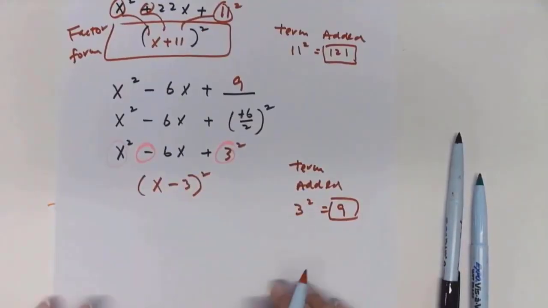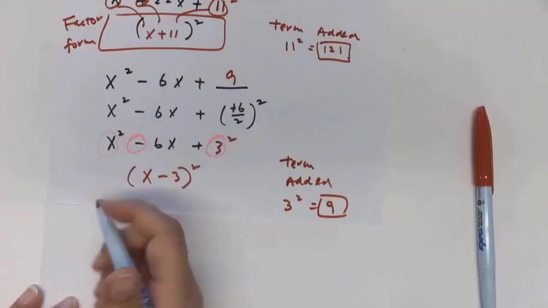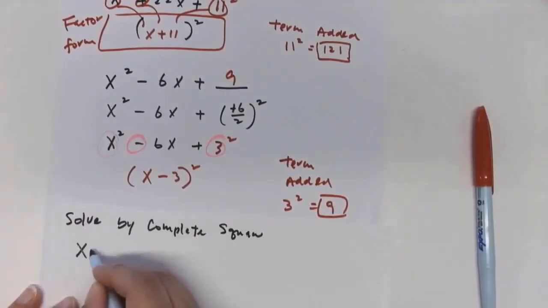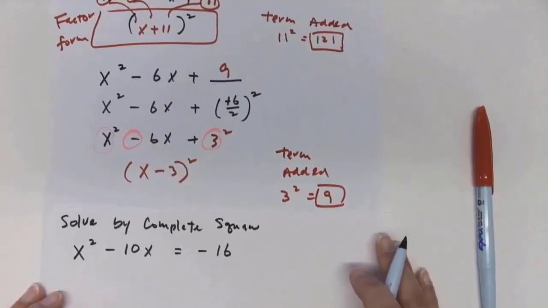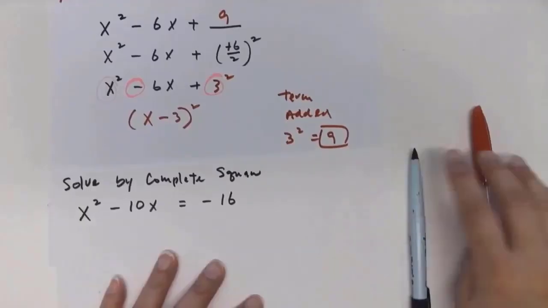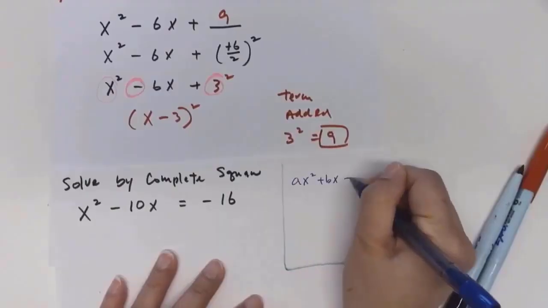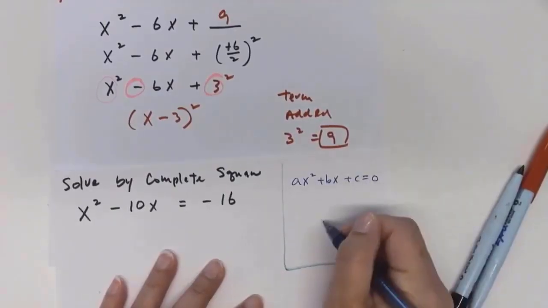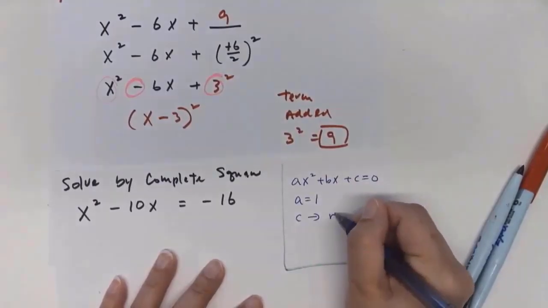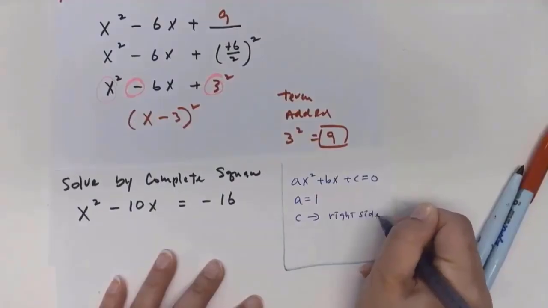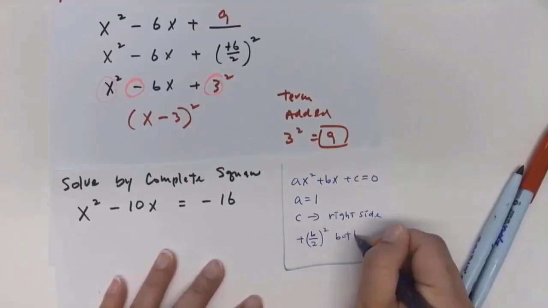Okay, another one would be a completing the square kind of question. Solve by completing the square: x squared minus 10x equal to negative 16. For that kind of question, we need to make sure it's in the order ax squared plus bx plus c equal to 0 form, and we want the leading coefficient to be 1. The constant goes to the right hand side, and then you add b divided by 2 perfect square to both sides, right? Those are the steps.